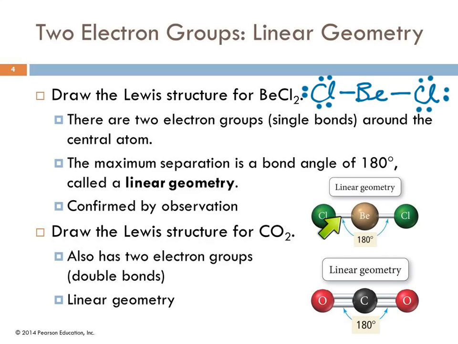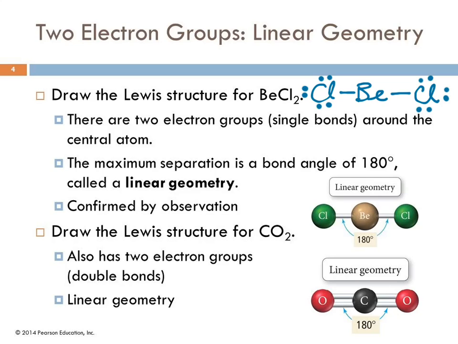So these groups are going to be on opposite sides of the central atom. Maximum separation, 180 degrees. And so if the bond is here, then the atom it's bonded to is at the end of it. And so we end up with all three atoms in a line. And so this is a linear geometry. The geometry is linear.